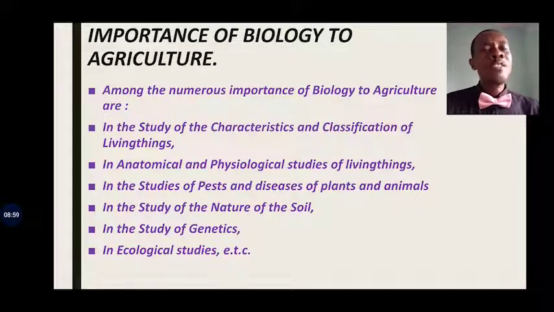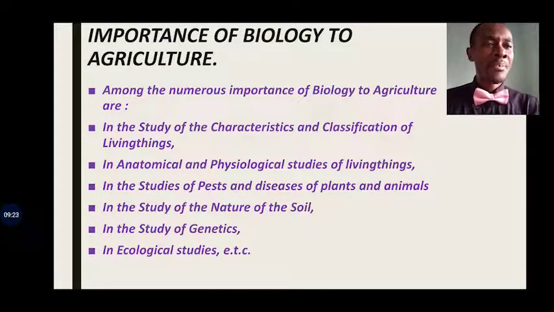The next one we'll look into is the study of pests and diseases of plants and animals. When we study the pests and diseases that attack animals, it helps the farmer to know how to curtail the effects of pests and diseases. And in biology, we study both their anatomy, the morphological aspect as well, and the life cycles of all these pests, to be able to address their problem of high infestation on agricultural products, which reduces the productivity of agriculture.